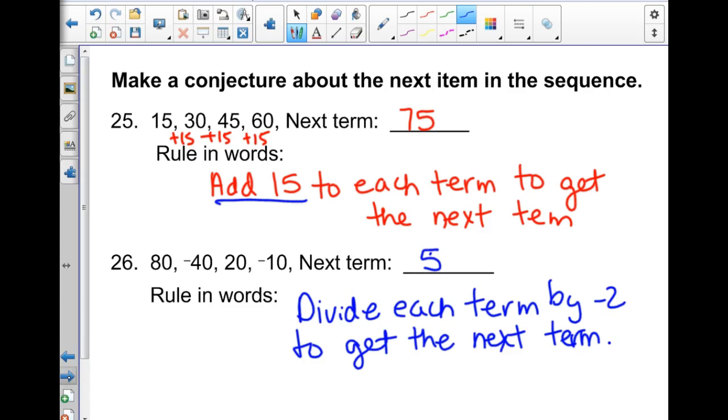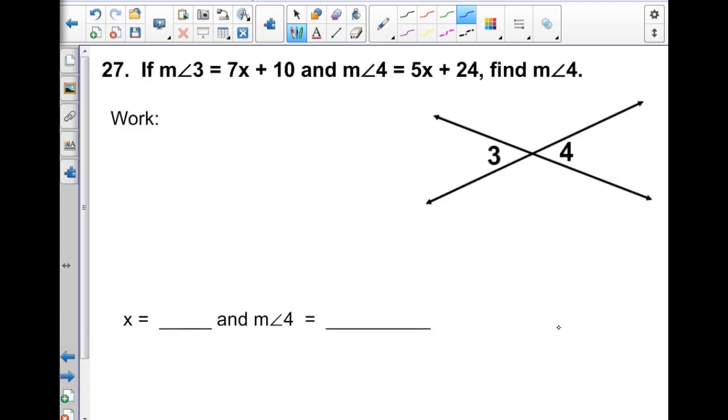All right, good enough. When you look at 27, you look at the picture and you have to say to yourself, what are these angles? They are vertical. And by the vertical angles theorem, vertical angles are congruent to each other. So we're going to set these equal. 7x plus 10 is equal to 5x plus 24.